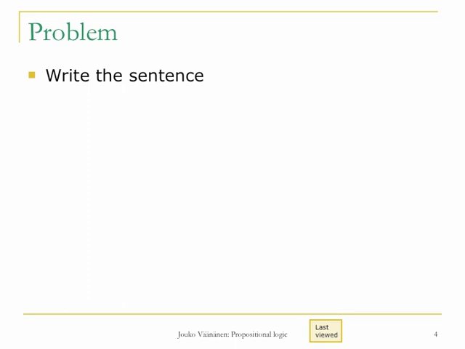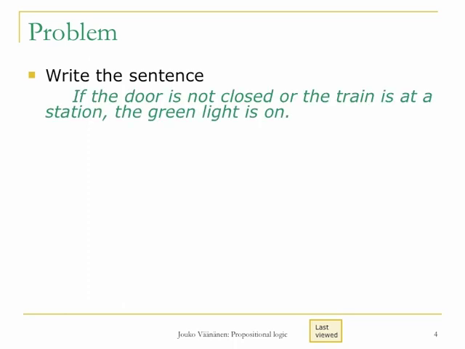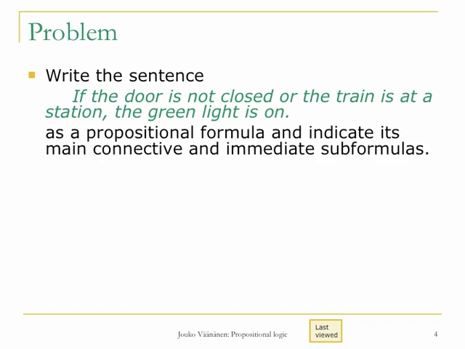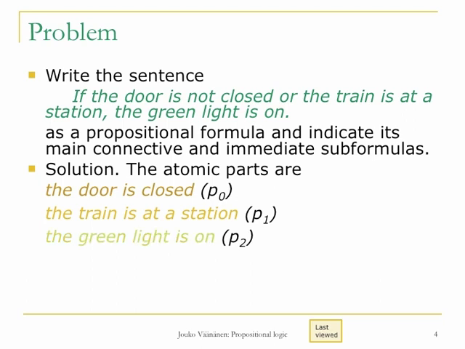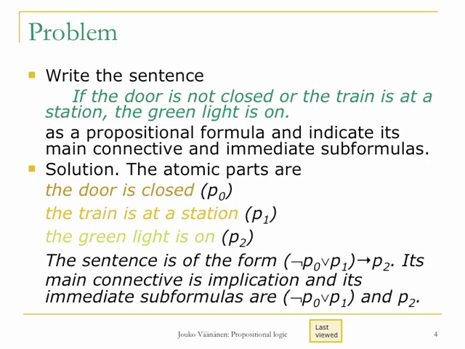Write the sentence, "If the door is not closed or the train is at a station, the green light is on," as a propositional formula and indicate its main connective and immediate subformulas. Solution. This is a good example of the use of implication in natural language. The atomic parts of the sentence are P0, the door is closed; P1, the train is at a station; P2, the green light is on.